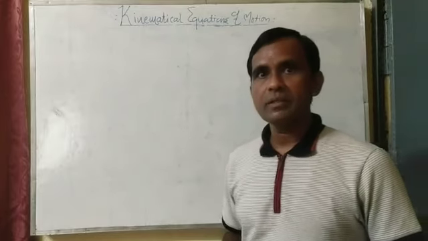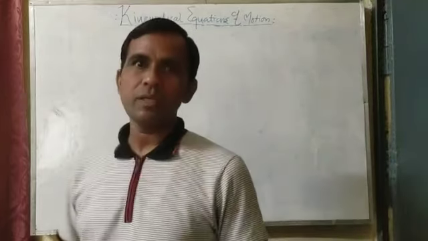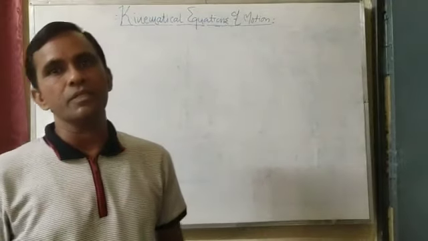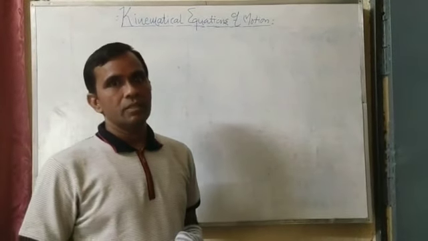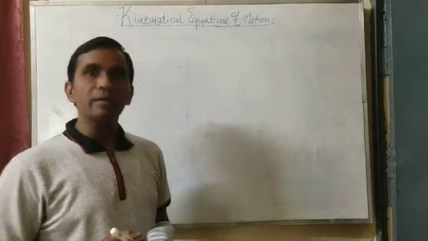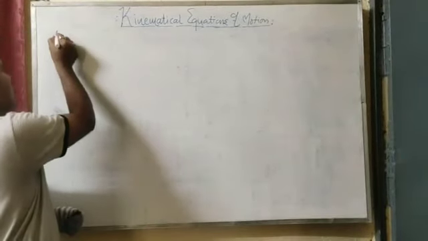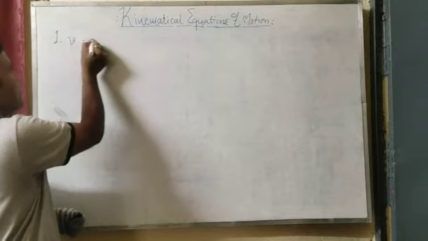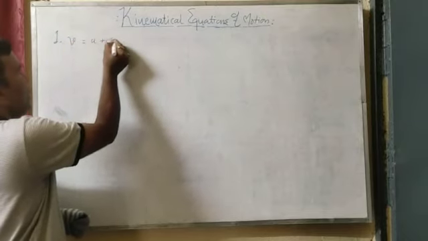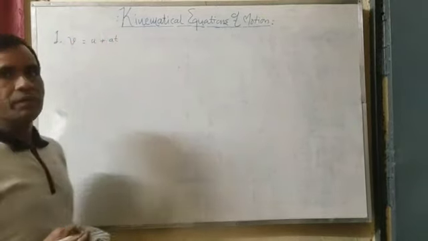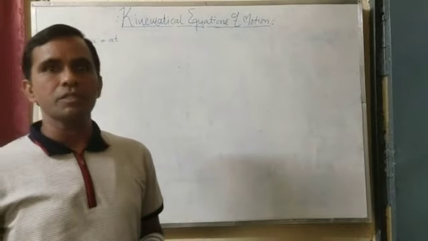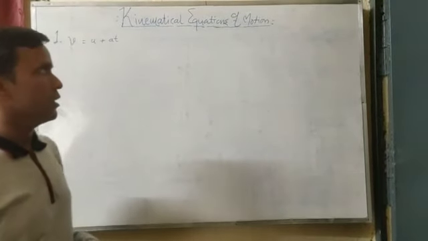Today we'll deal with kinematical equations of motion and their proof by using the calculus method. So we know there are three kinematical equations of motion. Number one, v is equal to u plus at, and you all are familiar with the symbolic representation of this equation.